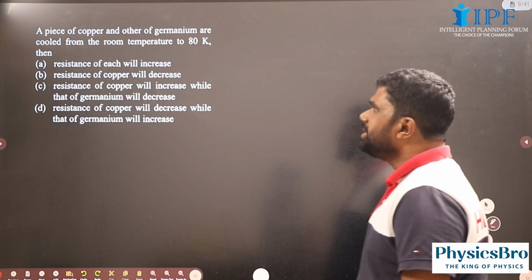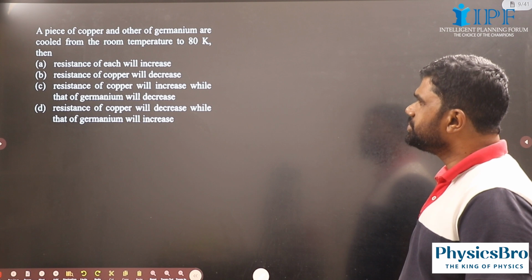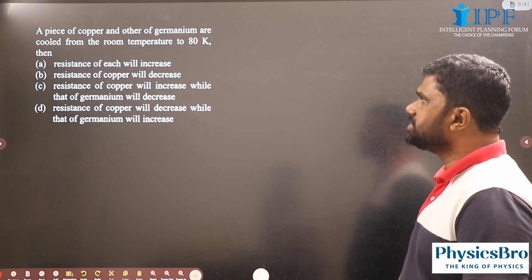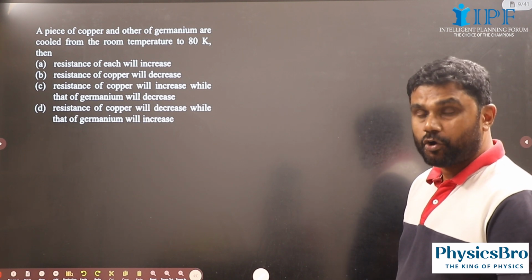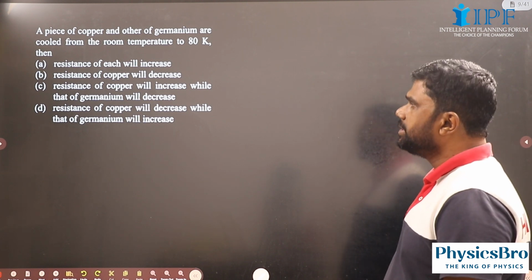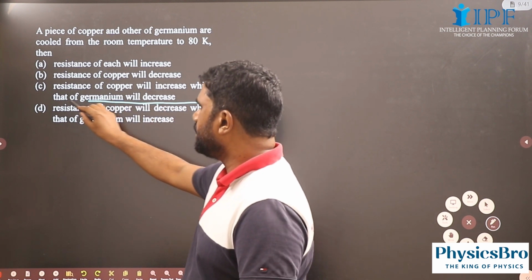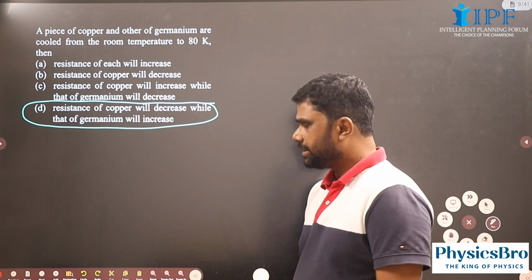Now a piece of copper, that is a conductor, and another of germanium are cooled. When cooled, the resistance of germanium will increase and the resistance of copper will decrease. Resistance of copper will increase, that's wrong. Resistance of copper will decrease and that of germanium will increase, that is the correct option.